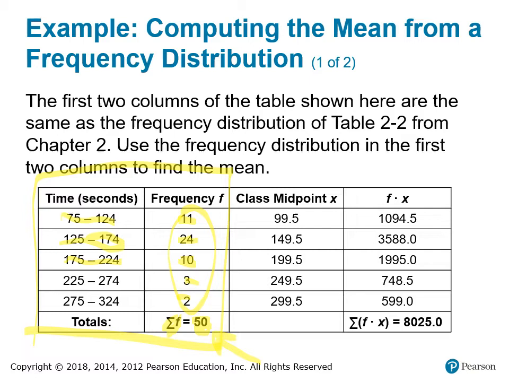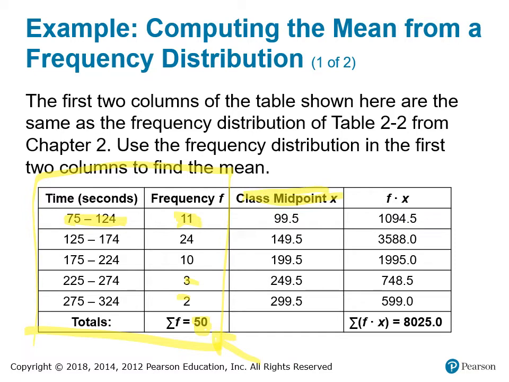And so we're going to find a way to get as close as possible to adding all our data values together. So what do we know? Again, we know that there are 11 data values that sit between 75 and 124. We don't know exactly which data values they are, but we do know that there are 11 of them in that range. So we're going to find the class midpoint.